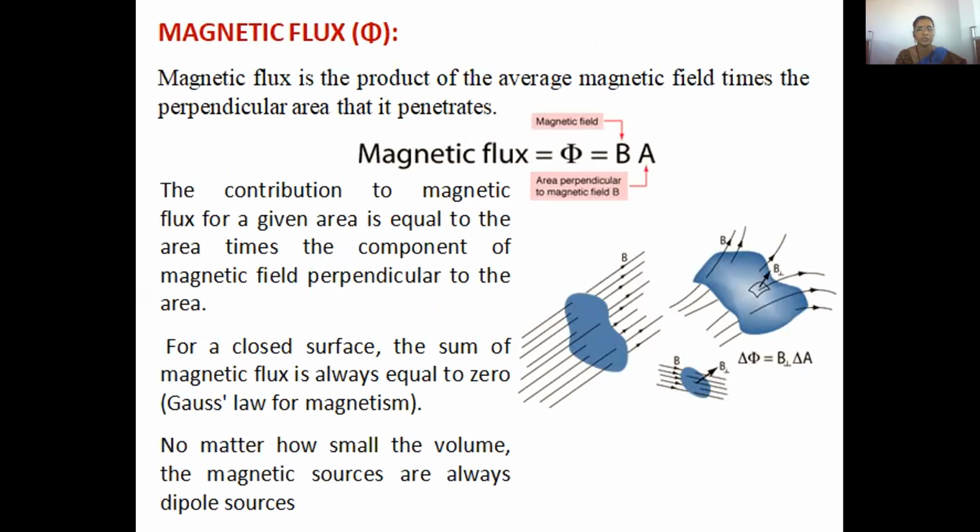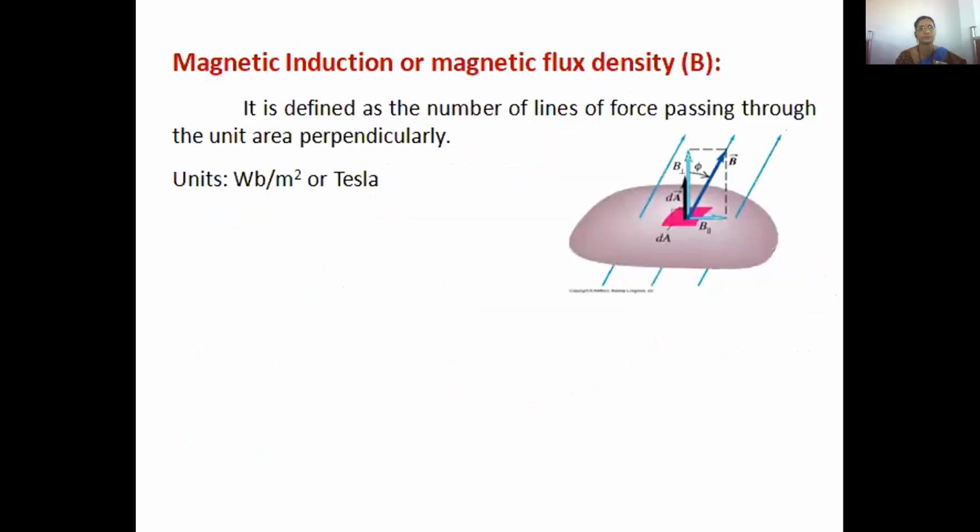The contribution to magnetic flux for a given area is equal to the area times the component of the magnetic field perpendicular to the area. For a closed surface, the sum of the magnetic flux is always equal to zero, which is nothing but Gauss's law for magnetism. That means non-existence of monopoles. No matter how small the volume, the magnetic sources are always dipole sources.